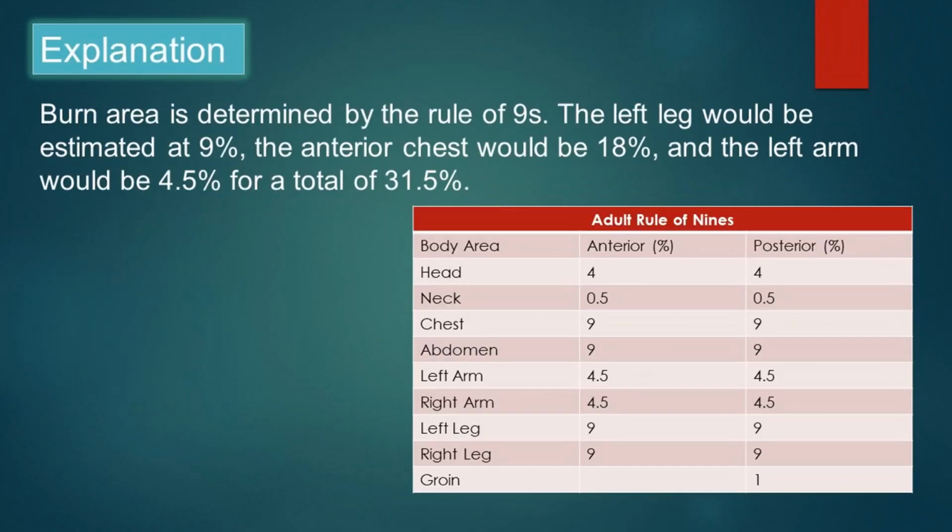And here we have the explanation. As you can see in this table, on the basis of the rule of 9, the left leg would be estimated at 9%, the anterior chest at 18%, and the left arm at 4.5%. And the total of all these percentages is 31.5%.